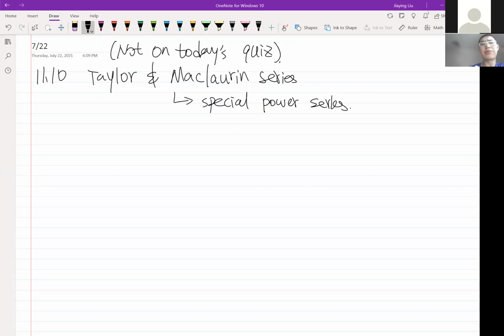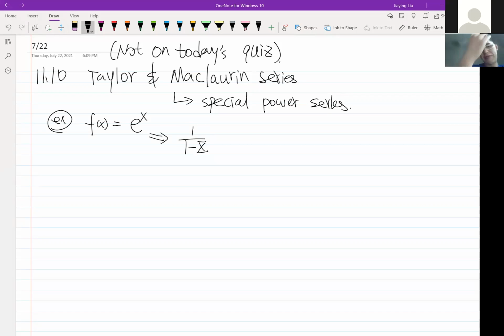We're going to talk about how to use Taylor series to represent a function that we could not find the power series from what we did last time. For example, the classical example would be f of x equals e to the x. This function, we cannot turn it into 1 over 1 minus x. We can't do that.